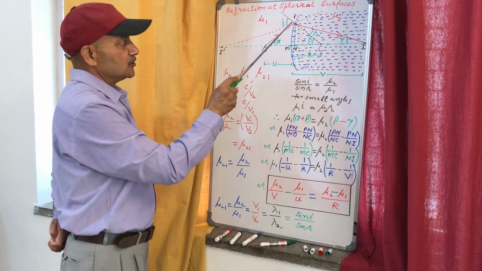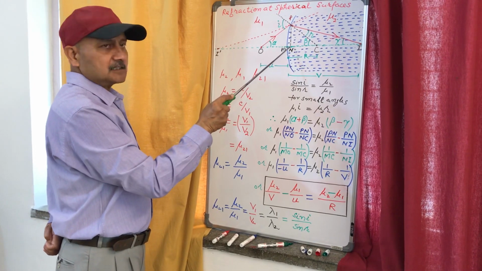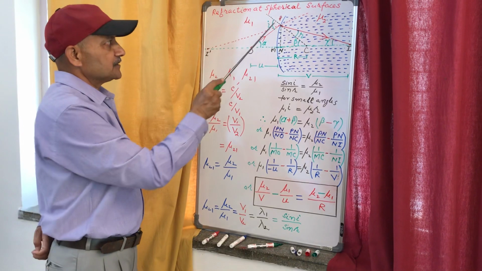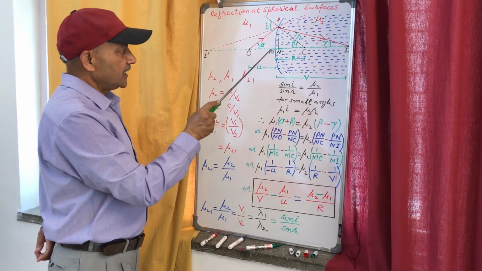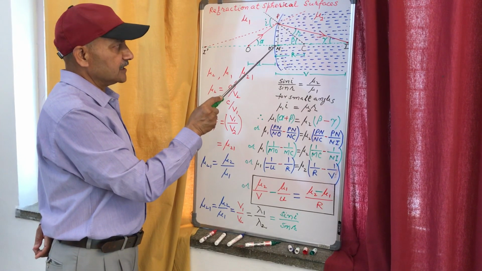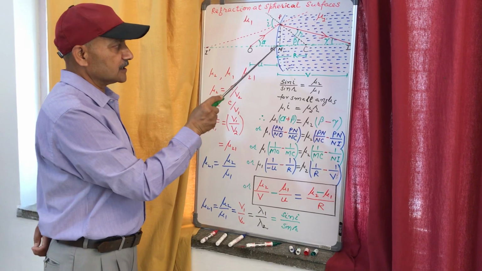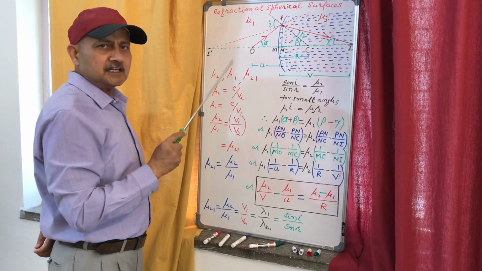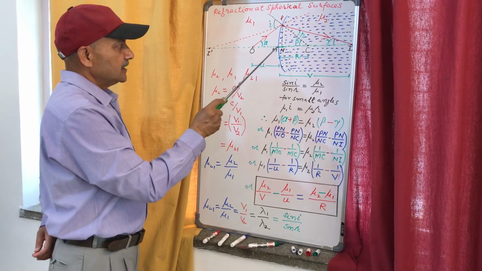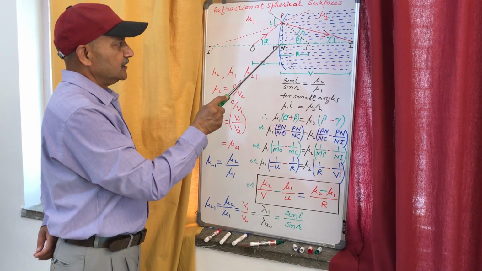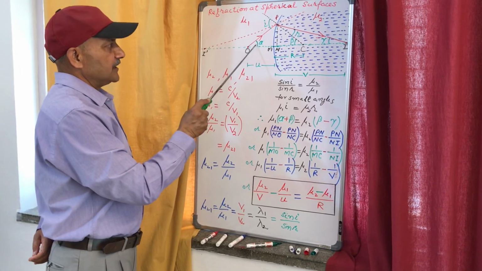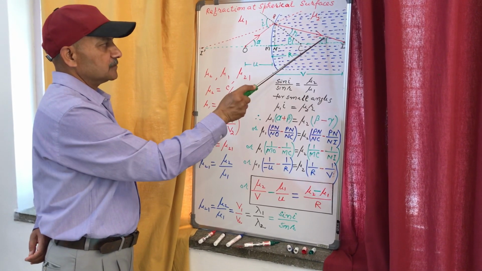Now we draw a perpendicular from P on the principal axis. Now PN is the perpendicular. When the aperture is small, M, the midpoint, and N, the projection of the perpendicular, are very close to each other. So we may interchange whenever required, M with N or N with M. Now let this angle be alpha, let this angle be beta, and let this angle be gamma.